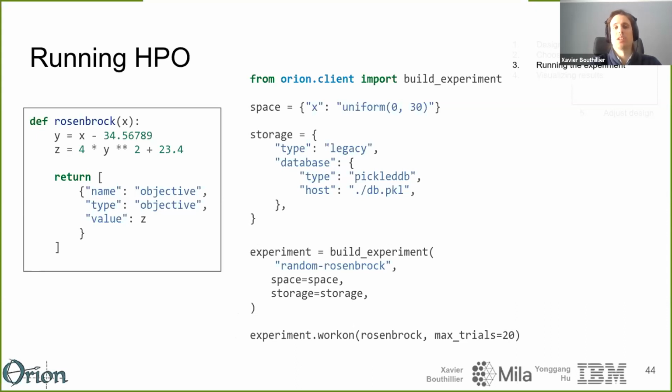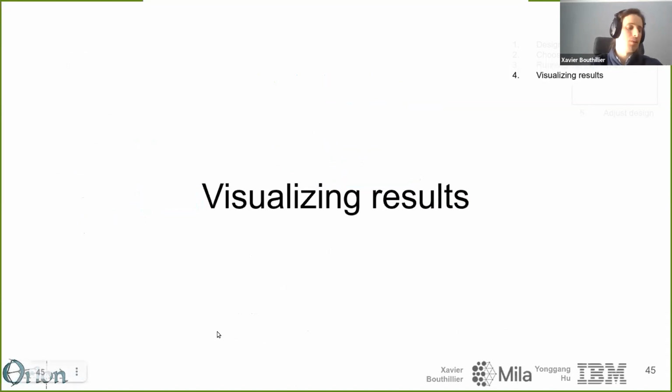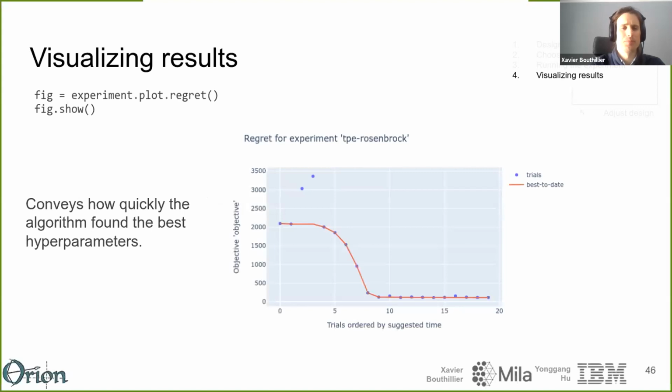As long as the machines share the same file system, you can parallelize this way. Otherwise, you can use a MongoDB, as I'll cover later on, in which case you can really distribute it even on different clusters. Okay, so that was a very simple example of how to run the hyperparameter optimization with Orion. Now we'll look at the visualizations that are possible with Orion.